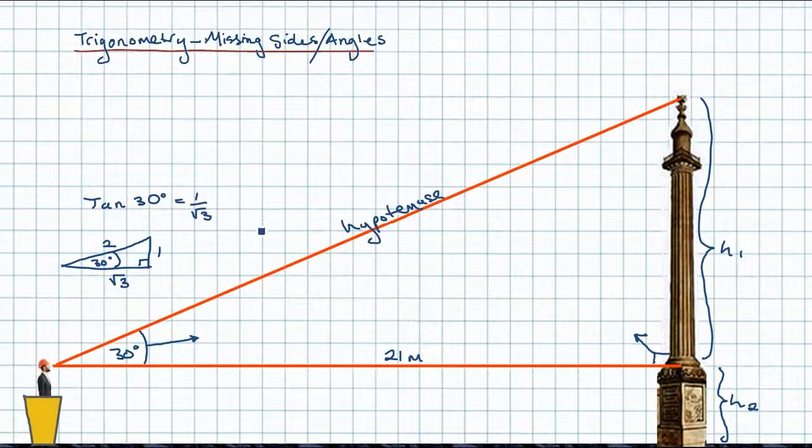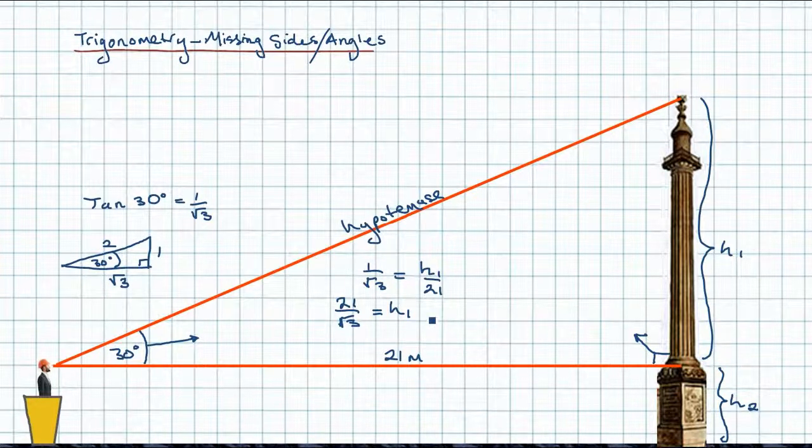Okay, so in that case, we can immediately move to our calculation. We're going to say that the tan of 30 degrees, which is 1 over root 3, must then equal h1 over the adjacent, which is 21. Now, how do we sort this little equation out? First of all, we want to get h1 on its own, so we're going to multiply both sides by 21. So we now have 21 times 1, which is 21, divided by root 3 equals h1. So h1 is 21 divided by root 3.